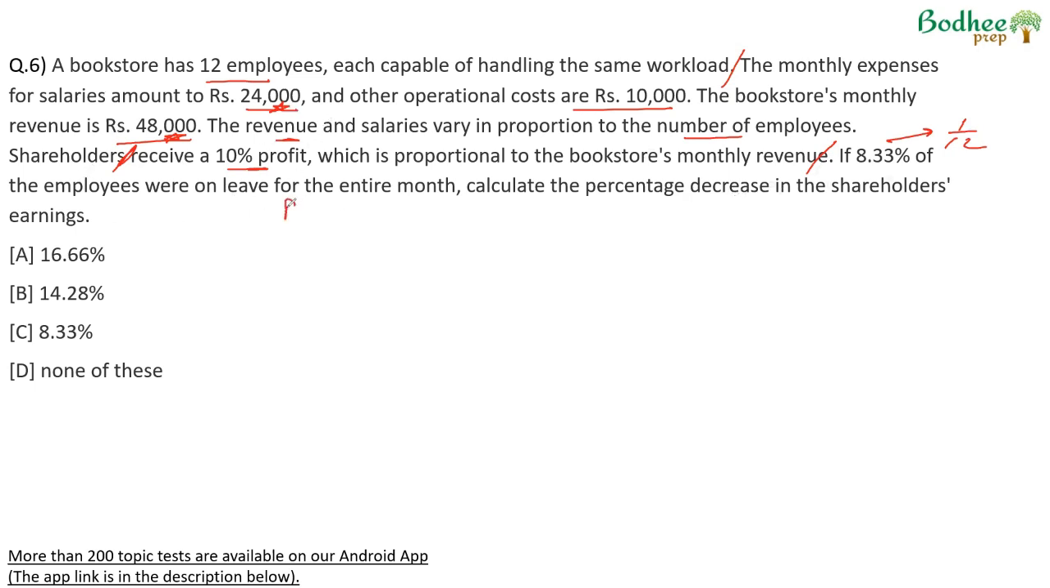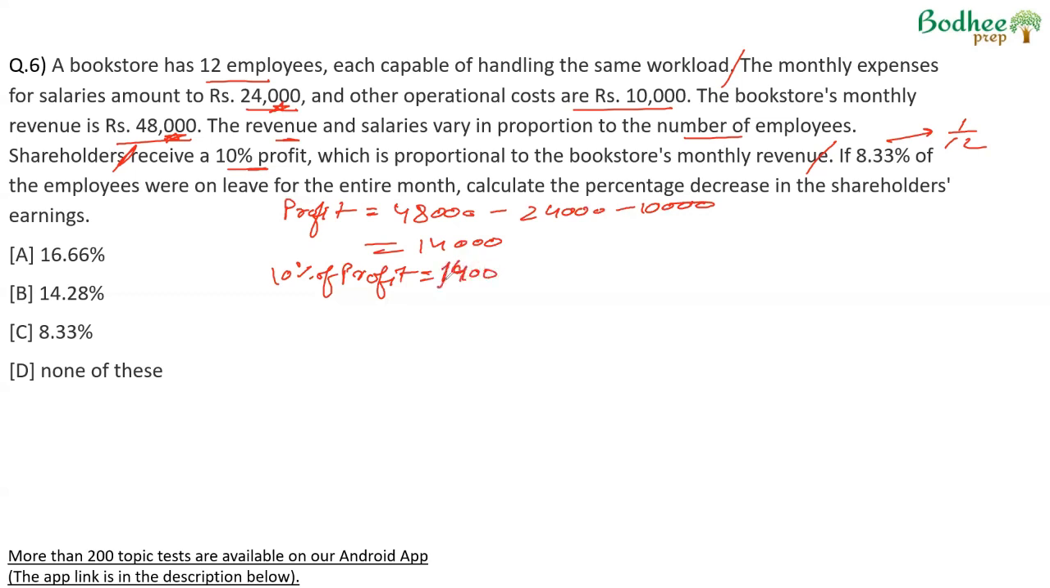Initially, the total profit was 48,000 revenue minus 24,000 minus 10,000. This will be 48 minus 34, 14,000. This was the total profit. Shareholders get 10% of profit. So 10% of profit will be 10% of 14,000, which is 1,400.